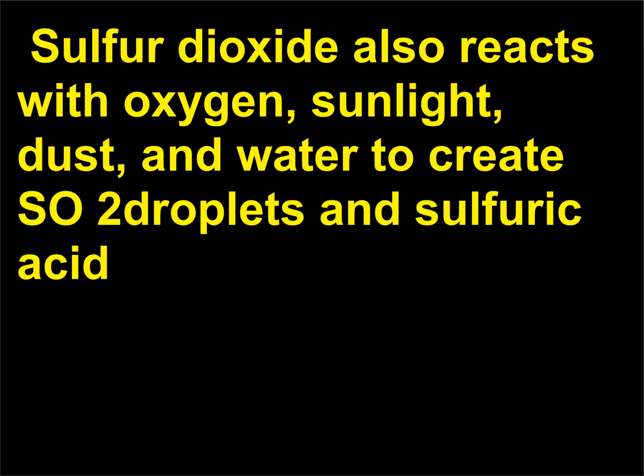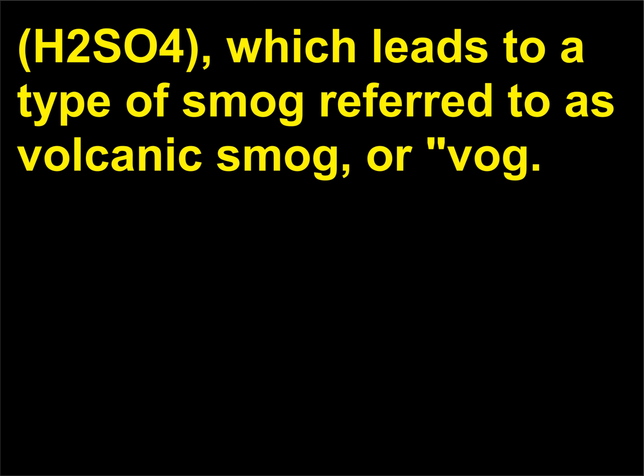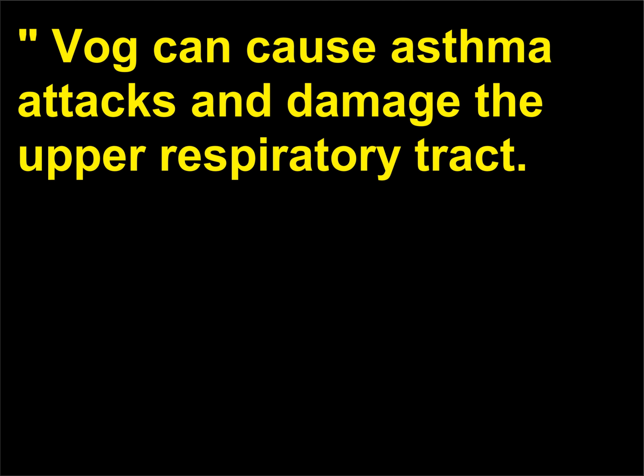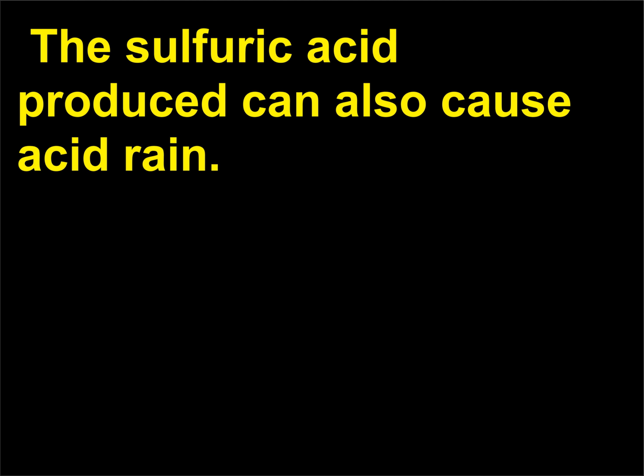Sulfur dioxide also reacts with oxygen, sunlight, dust, and water to create SO2 droplets and sulfuric acid, H2SO4, which leads to a type of smog referred to as volcanic smog, or VOG. VOG can cause asthma attacks and damage the upper respiratory tract. The sulfuric acid produced can also cause acid rain.